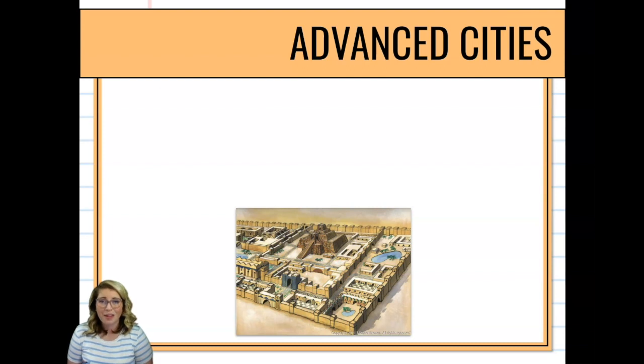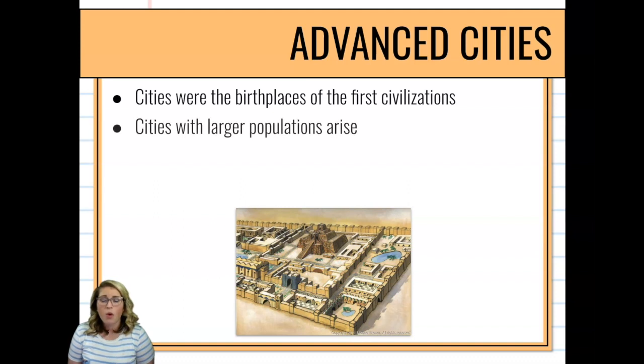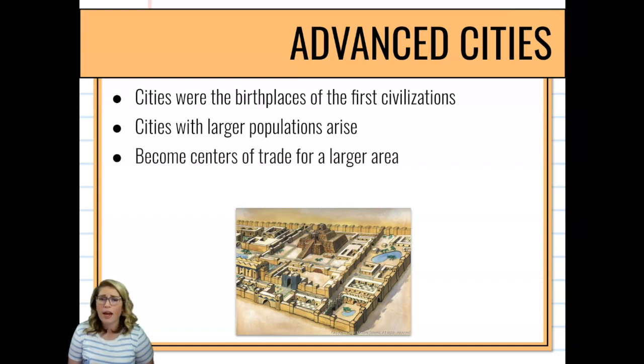Advanced cities. So cities are our first birthplaces of civilization. With larger populations, we start to see cities arise. They become the centers for trade for the larger area. Now, don't think that a city has to be a huge metropolis in order for it to be categorized as a city. You want to think about this as the place where people are coming to market, where multiple villages or smaller outside communities are converging as a center of economic trade, commerce, and socialization.